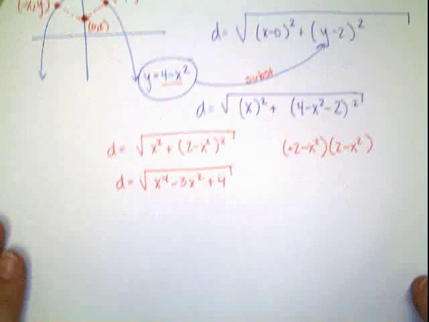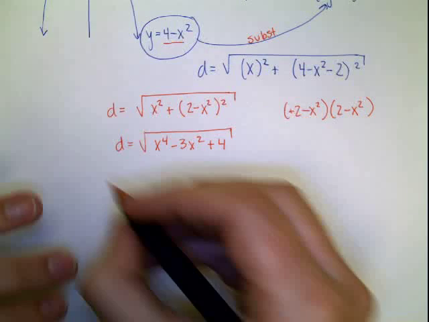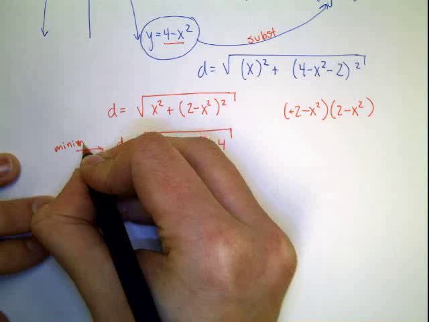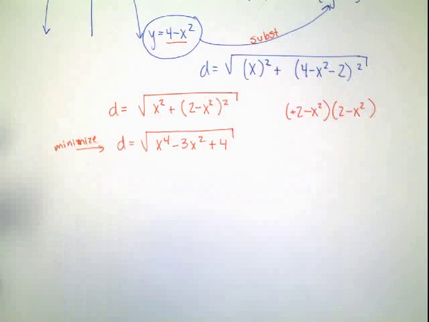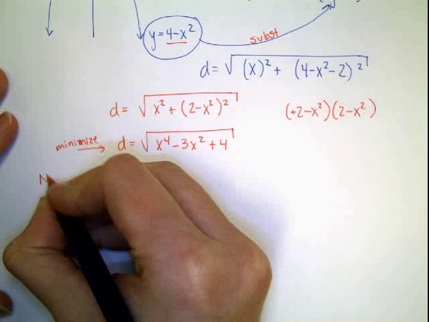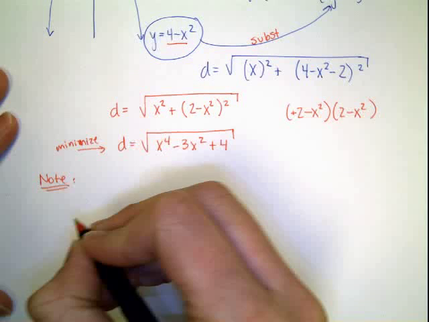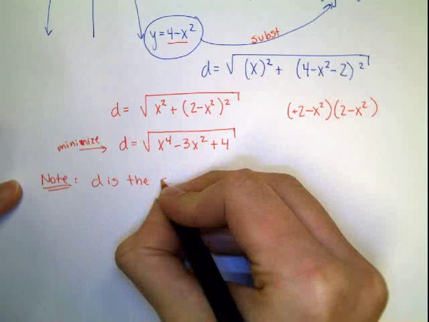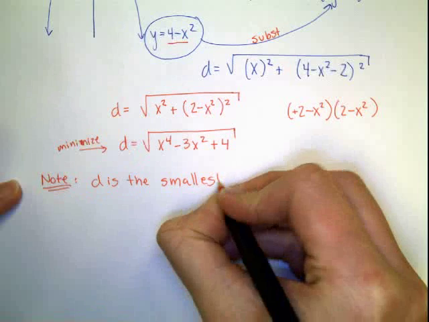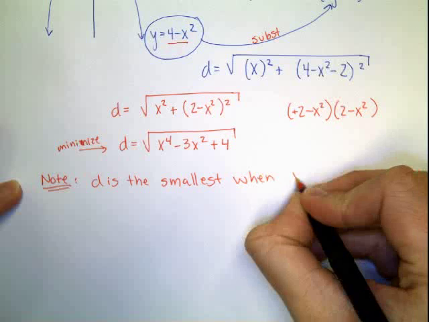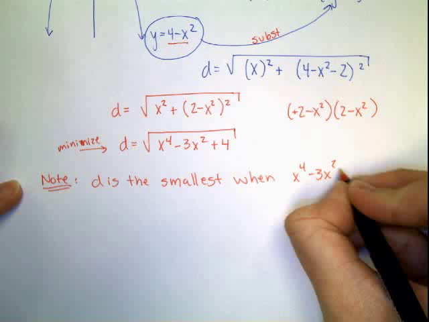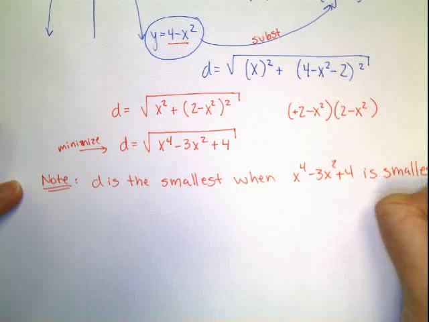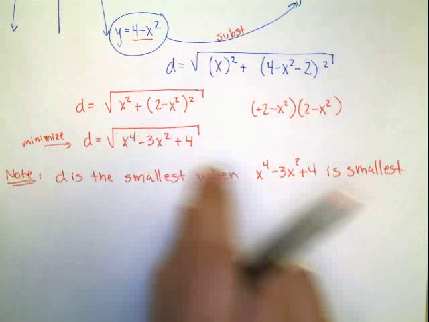And now comes the next part, deriving and figuring out the minimum value. If this is what I want to minimize, then I need d prime. But if I'm going to get d prime, it's going to require a radical rule. It's going to be kind of ugly, to be honest. So I'm going to make a special note down here. D is going to be the smallest. So I'm going to write d is the smallest when the inside is the smallest, when x to the 4th minus 3x squared plus 4 is the smallest. So if I want to minimize d, then I want to minimize the inside.